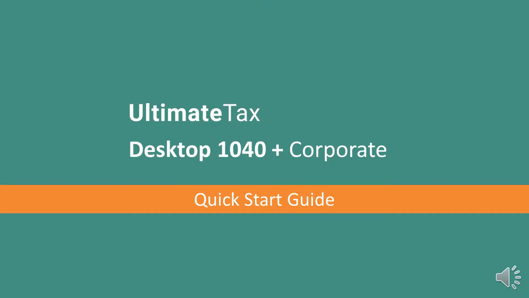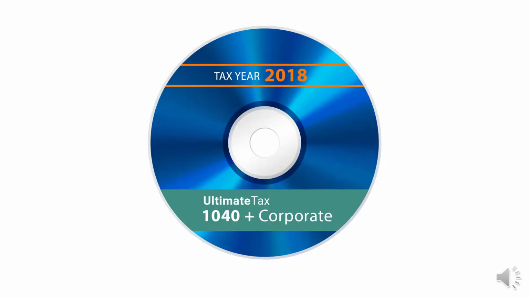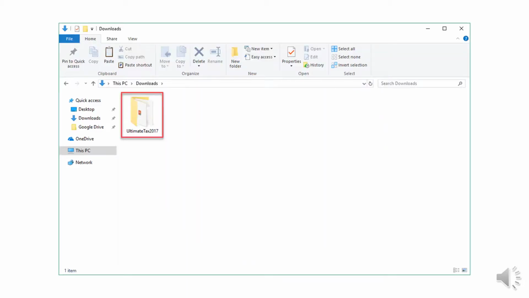Get started with UltimateTax Desktop 1040 in 5 easy steps. Step 1. Installation. Install the software from your demo link in your email or from the software information page in myultimatetax.com. Extract the downloaded file.